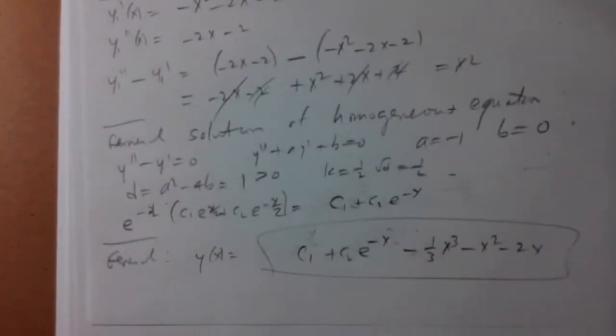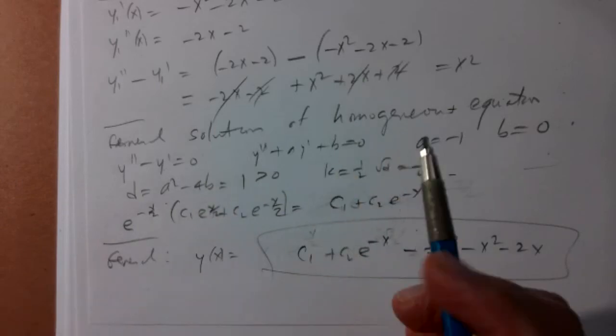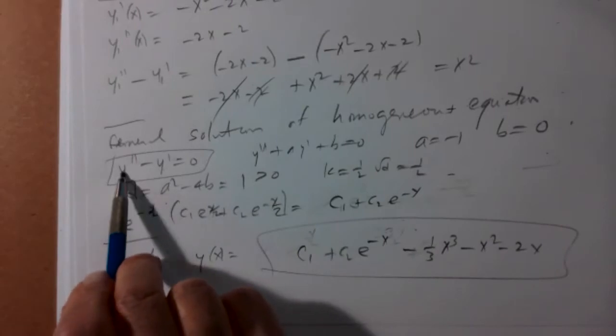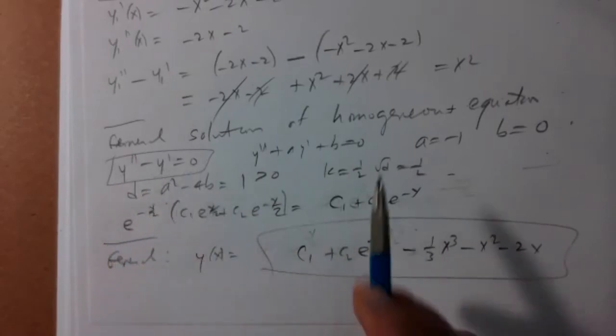So what is the reason you compare to 0 after the first step to get your general solution? I'm sorry, what is the reason I have a 0 somewhere? Yeah, the final step to find the general solution. Oh, well, because this is the homogeneous equation: y double prime minus y prime equals 0.